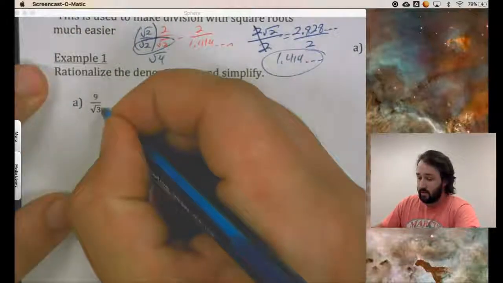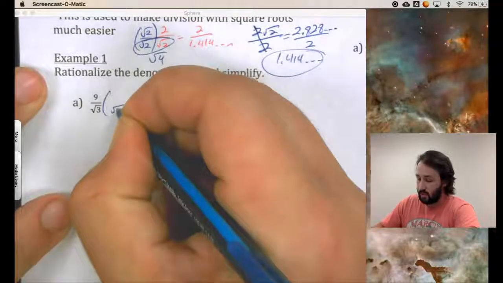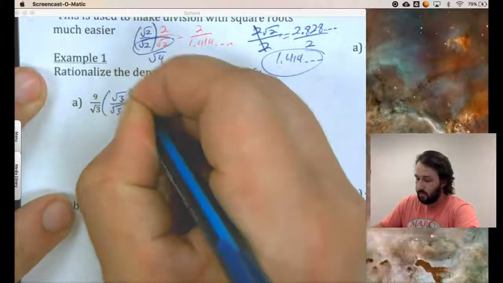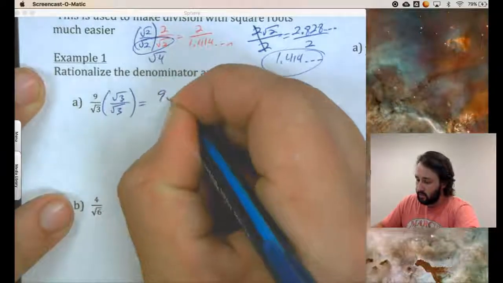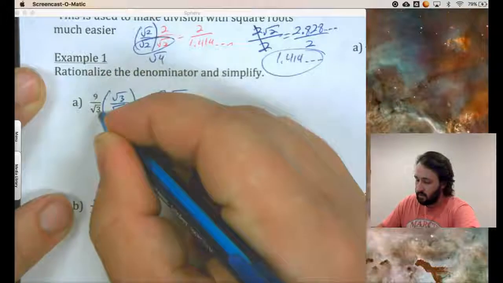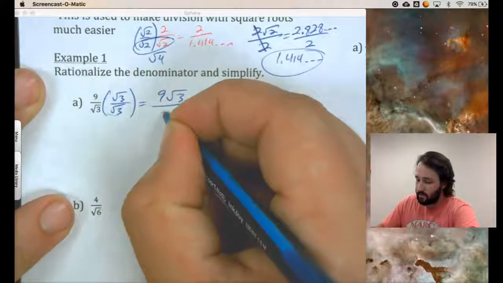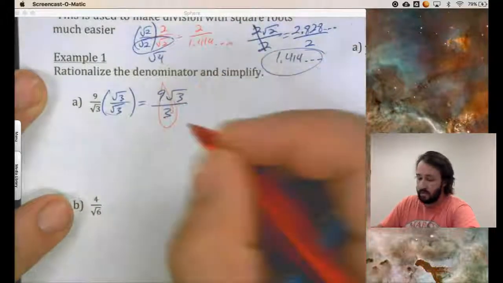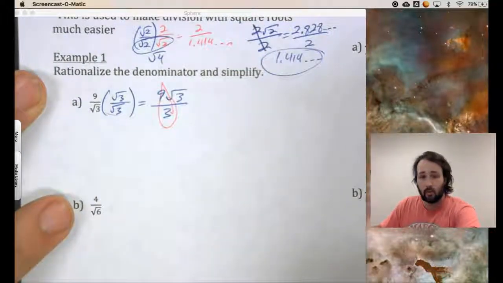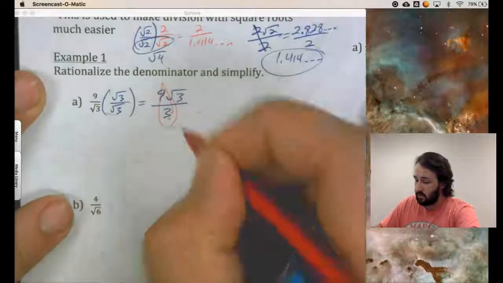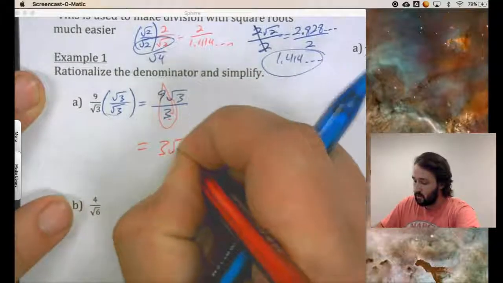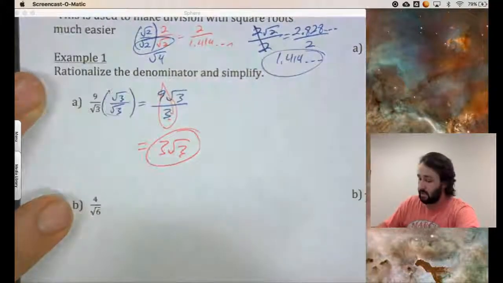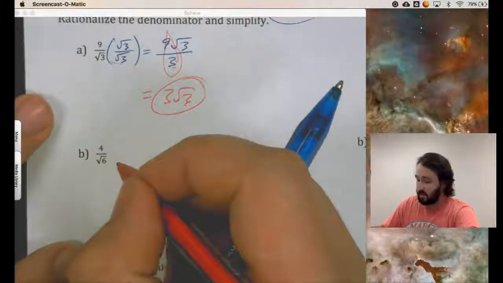So my denominator here is root 3. So what I'll do is multiply by the denominator, root 3 over root 3. So this becomes 9 root 3 over root 3 times 3 is root 9, so 3. Then notice I have 9 divided by 3. Since they're both outside the square root, they can divide. 9 over 3 is 3, so this becomes 3 root 3. And that's it.